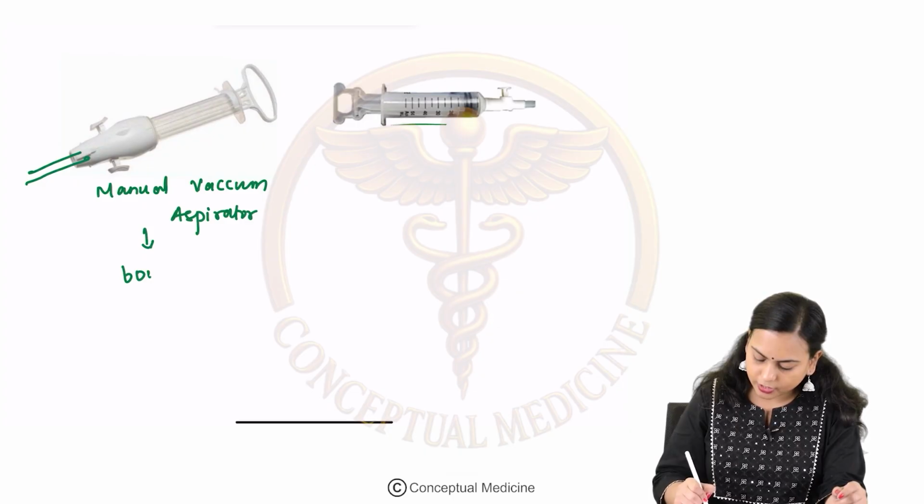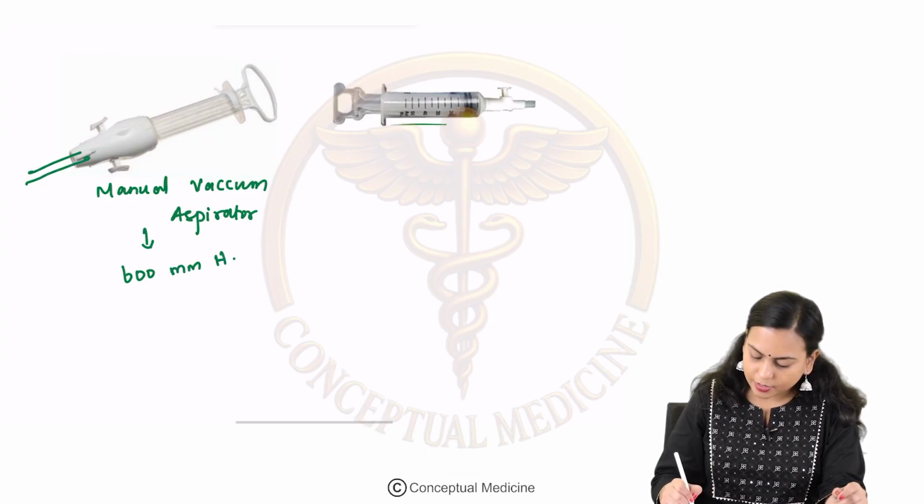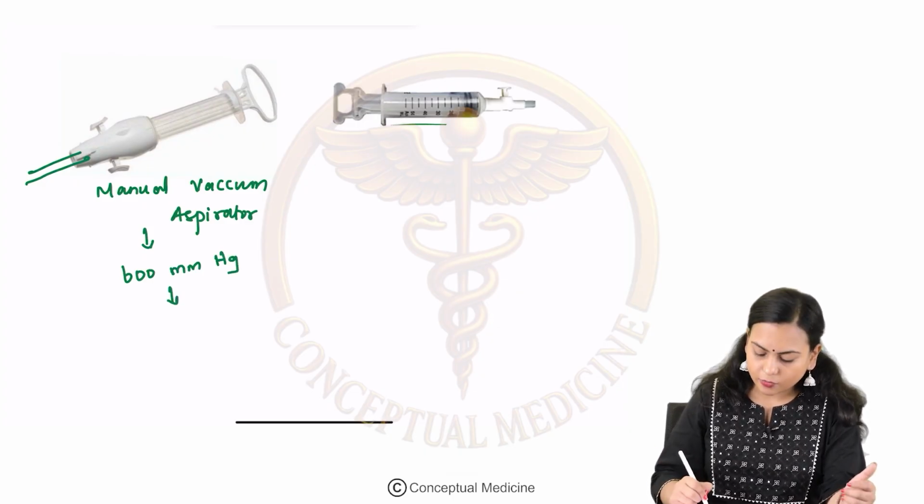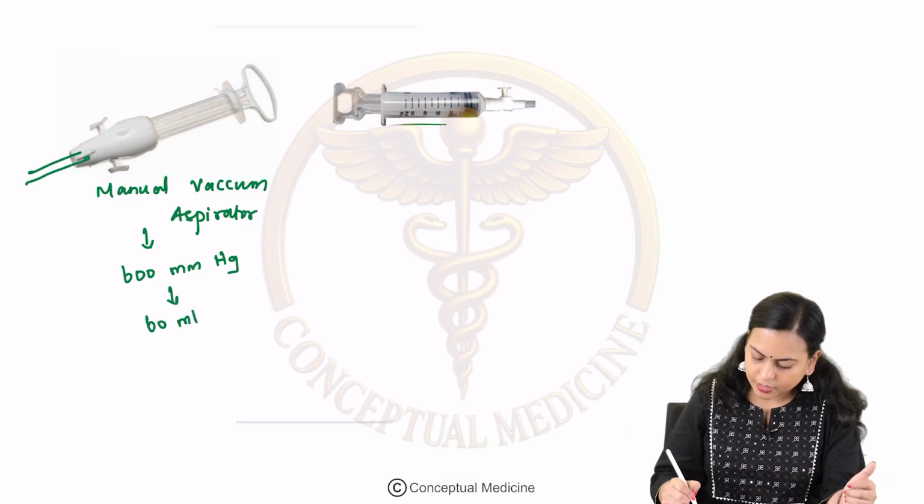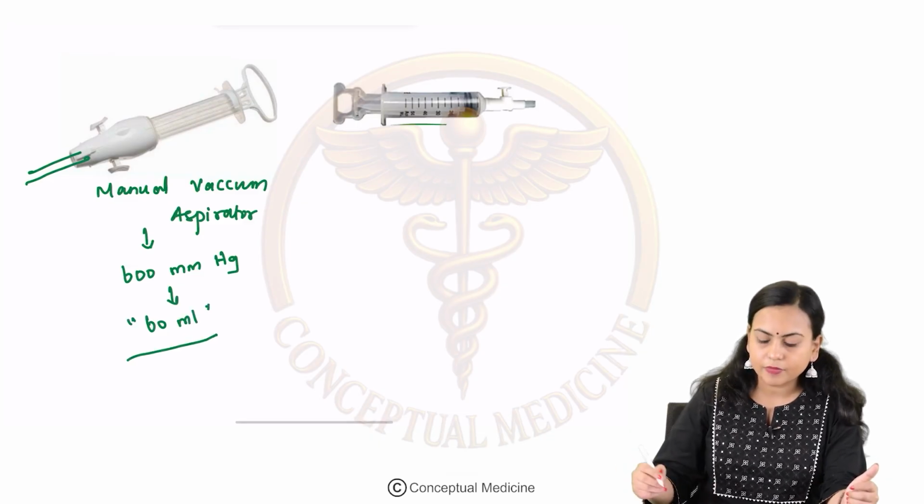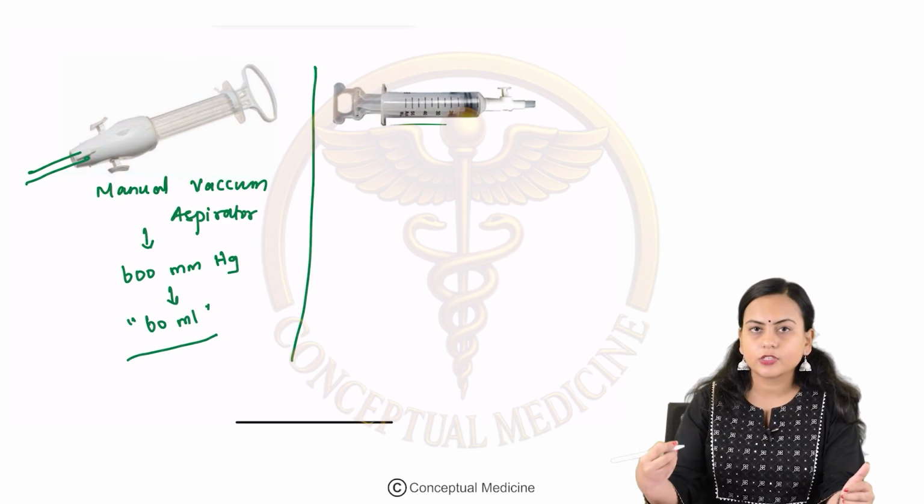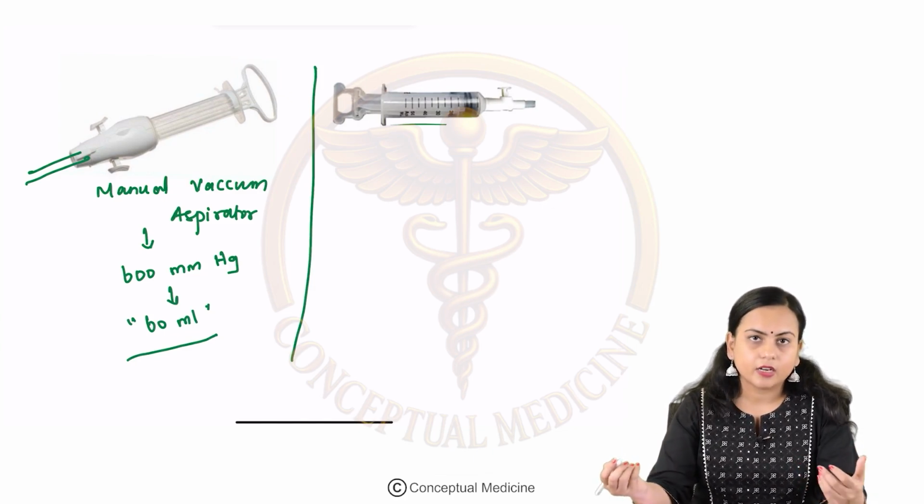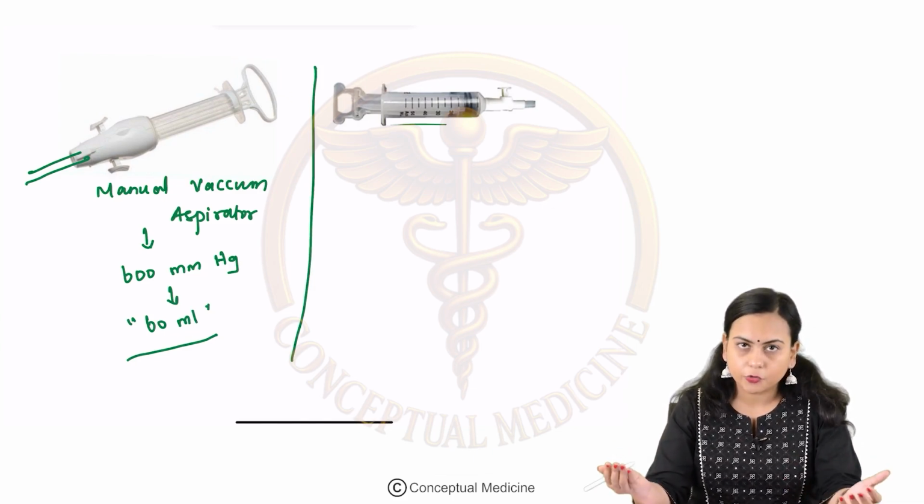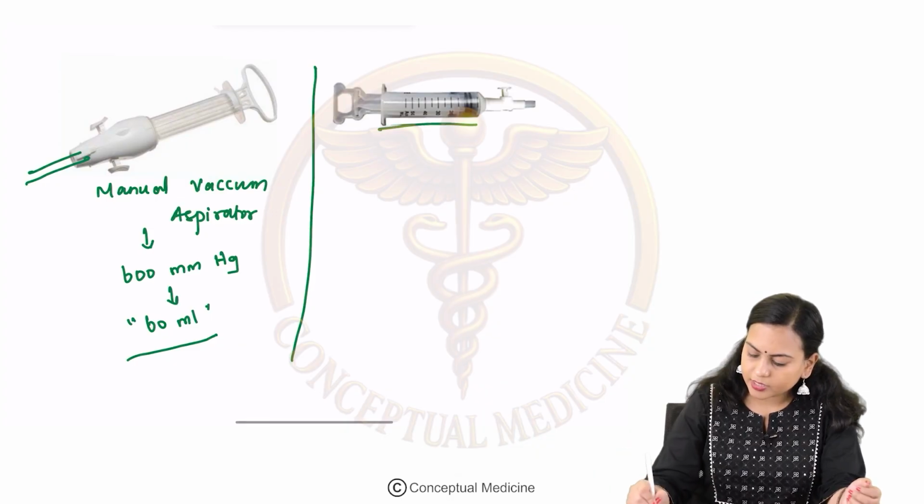So, here also the pressure can be created up to 600 millimeters of mercury, and it has a volume of around 60 milliliters. This is mostly done in situations when electricity is not available, or in very rural areas. And this is a menstrual regulation syringe.